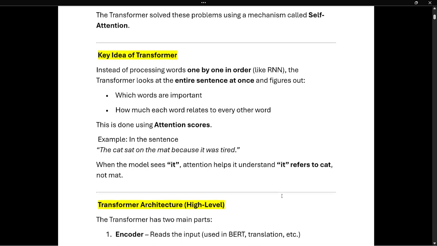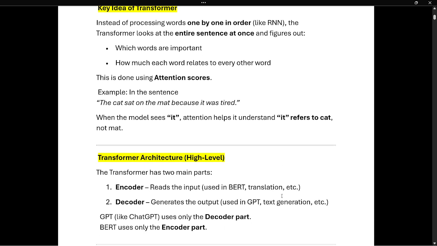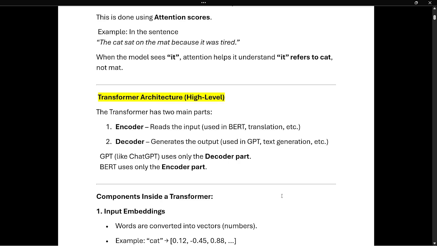Now we will see the transformer architecture. A transformer has two main parts. One is the encoder part, which is used in BERT or whatever translation LLMs we use. The encoder basically reads the input, and the decoder generates the output, as in GPT or any text generation. So GPT is based on the decoder technique, and BERT is based on the encoder part.